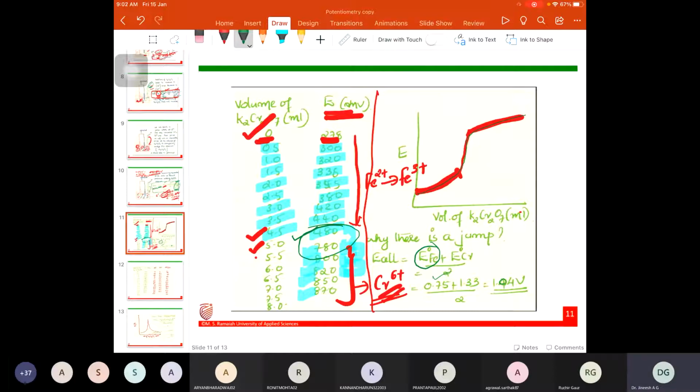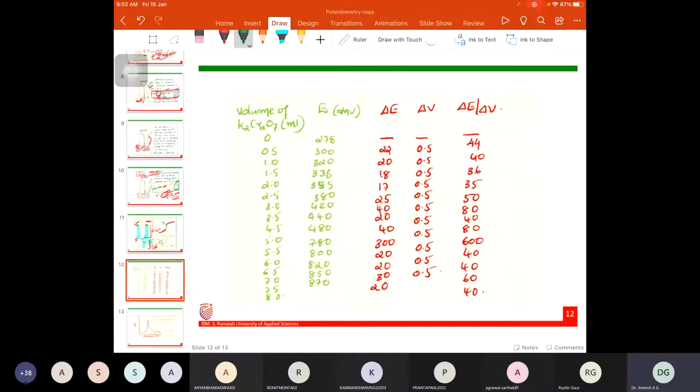There is not a specific trend. In conductometry, it was decreasing, then it was increasing, right? So two trends we got, one decreasing trend, one increasing trend. Here only an increasing trend. If we have only an increasing trend, we will not be able to find the equivalence point. So this graph will not help us in determining the equivalence point. For that purpose, we have to draw another graph. How you will draw that graph, I will explain.